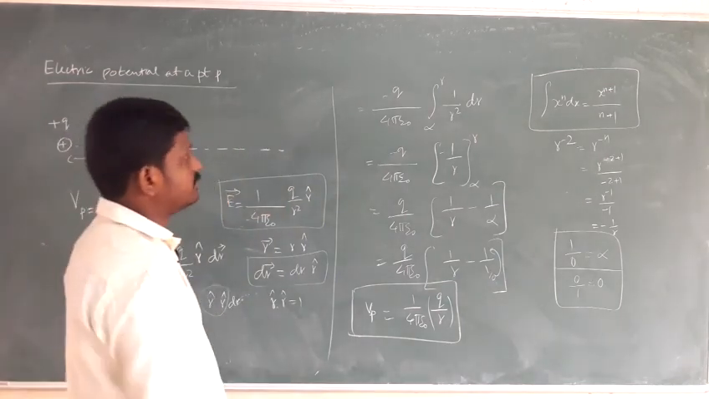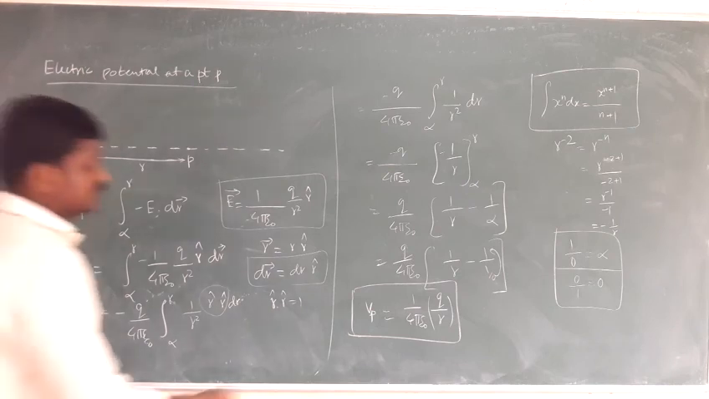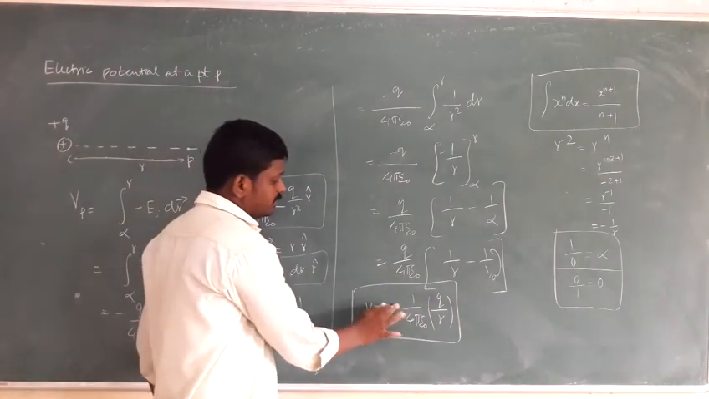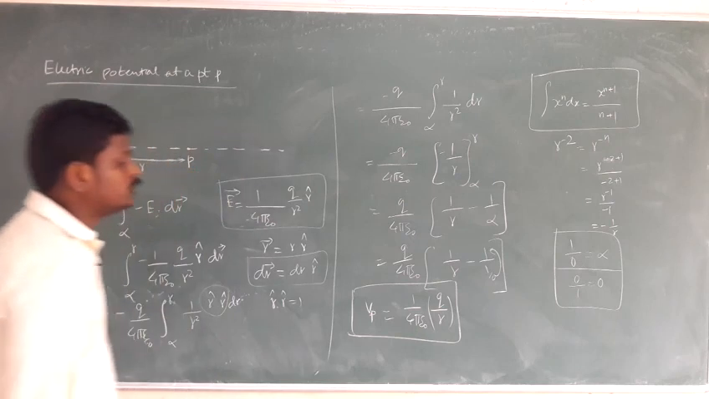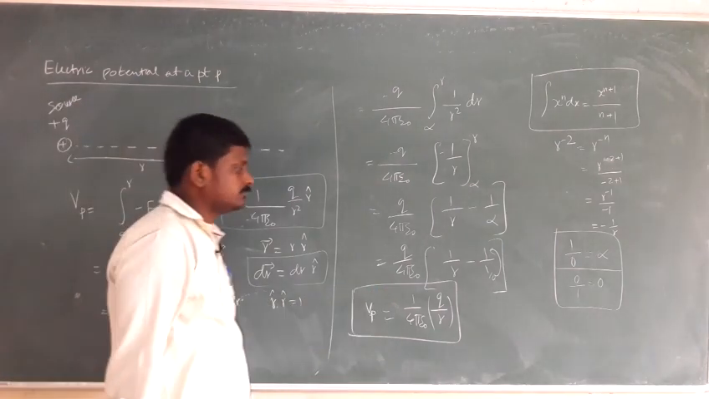Okay students, it's plus 1 by 4 pi epsilon naught Q by R. If the source charge is minus, you will get minus Q by R.